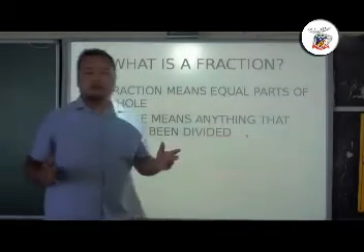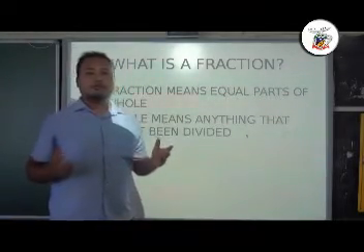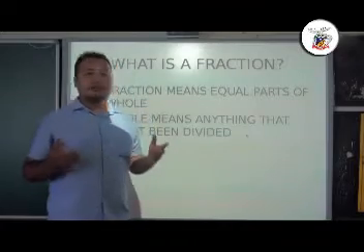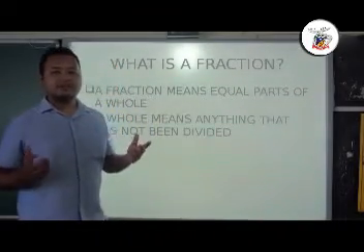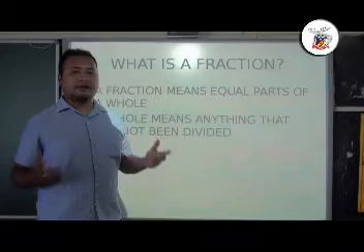Now what is a fraction? A fraction means equal parts of a whole. That is, if you break something into pieces, each piece is called a fraction.